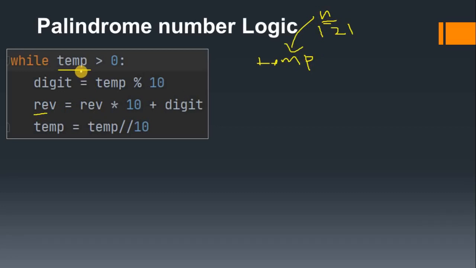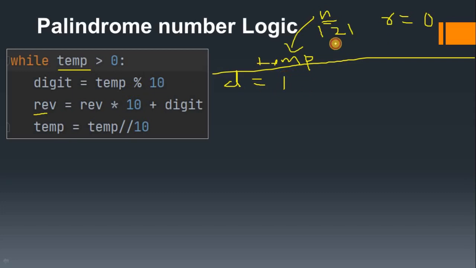So here there is a use of temp, and that variable is always greater than 0. And here we will initialize the reverse value with 0. In place of reverse, I am using the variable r here. So it should be 0. So here the execution will go on step by step. In the first process, the value for d, which stands for digit, is temp modulus 10. Suppose the value is 121, so it will return the last digit 1. And then the reverse value, reverse into 10, so the reverse value is 0, so 0 plus 1.